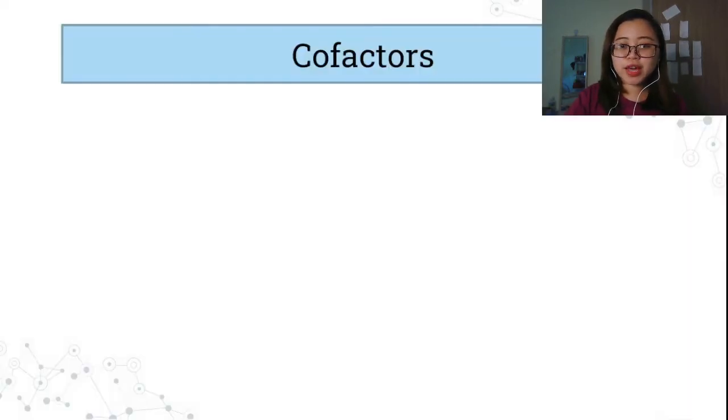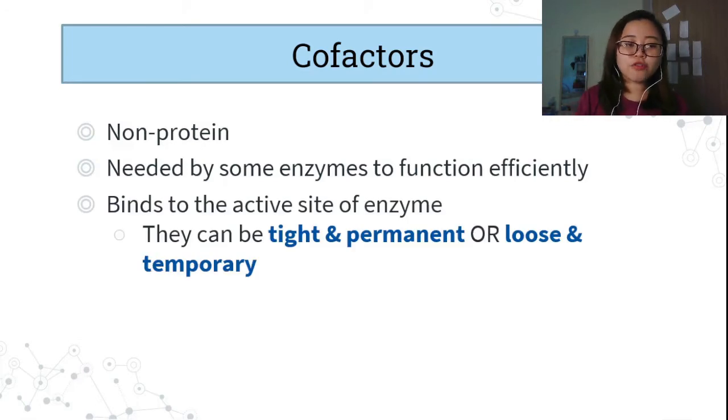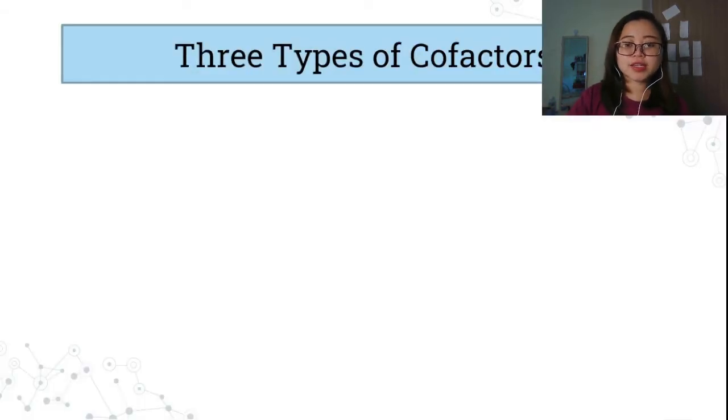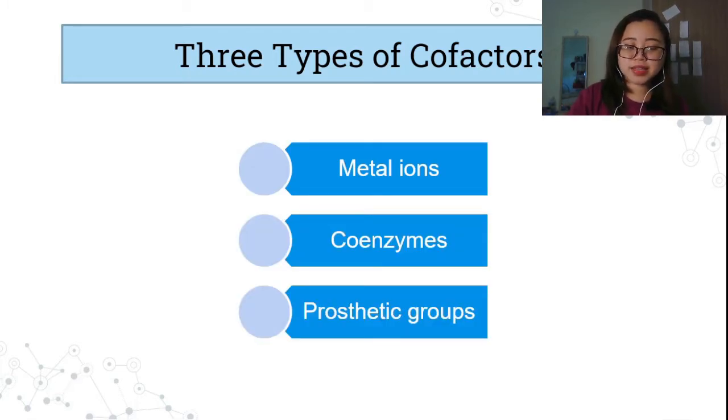Now, let's move on and talk about what is a cofactor. A cofactor is a non-protein molecule that is needed by some enzymes to function efficiently. So not all enzymes will need cofactors, but many of them do. Cofactors bind to the active sites of enzymes, and they can be there tightly and permanently, or loosely and temporarily. Cofactors can be divided into three types, which is metal ions, coenzymes, and prosthetic groups.